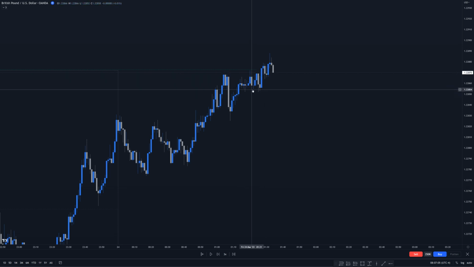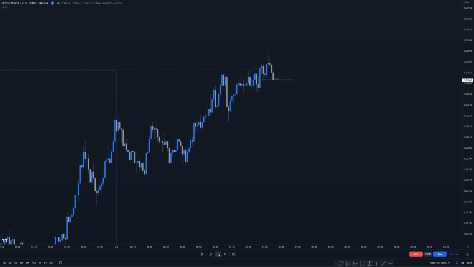I'll always look for a change of character. So as you can see, this swing low here is pushed into a new swing high. So I'll always mark that out as a change of character or change of structure, some people like to say. And the market has now changed character for me.